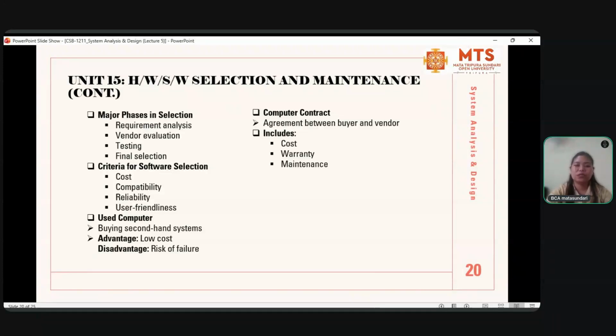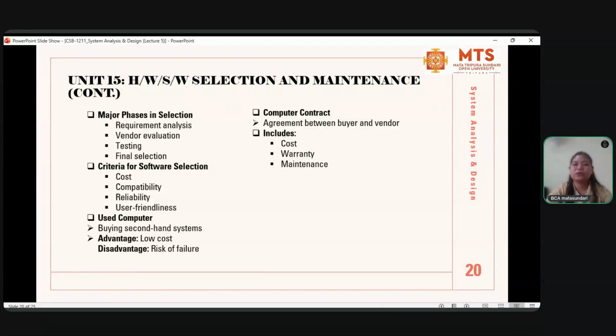Used computer means buying a second hand system. The advantage of buying a used computer is low cost, but what is the disadvantage? Risk of failure. If it is second hand, there might be a reason someone is selling it. There is always a reason when we sell our product second hand. Maybe it's not working, maybe the person didn't like it that much. That's why they're selling it second hand.